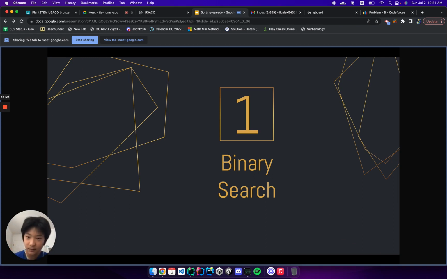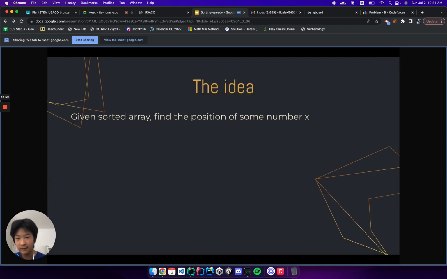So yeah, okay. What does binary search do? Basically, given a sorted array, we want to find the position of some number x. So naively, how would we do that? What would your first instinctive thought be? Use the find function. Well, yeah, pretty much. A for loop and if statement. Yeah, okay. Those are pretty much all the same.